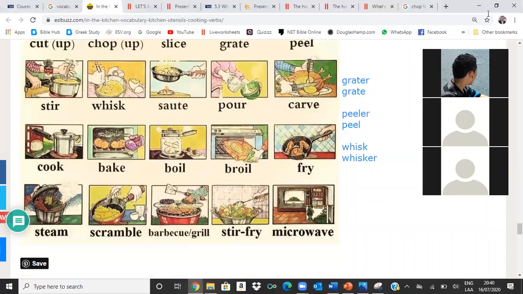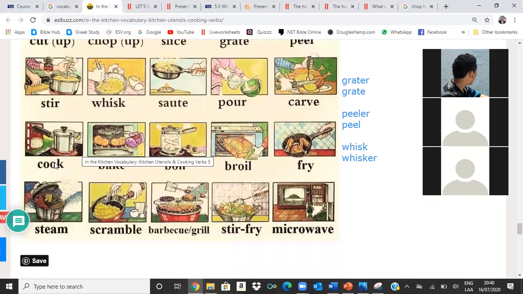Okay, now next, cook. Cook es el verbo de cocinar, right? Bake. ¿Cuál es la diferencia entre cook y bake? Cook es cocinar y bake es hornear. Hornear, very good. ¿Cómo se llama el instrumento, the appliance that we use for bake? What's the name of it? Baker.